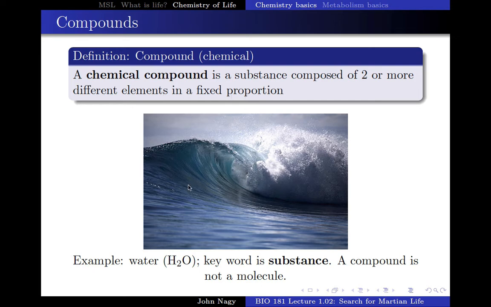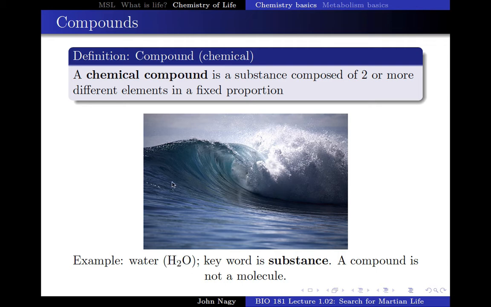Now here's an example. This is water. Notice I'm not showing H2O. That's the molecule of the compound water. In this case, the compound is a substance. It's this stuff, the liquid at room temperature or general temperatures on the surface of the Earth. And it is, again, something that contains two or more different elements in a fixed proportion. And again, what do we mean by fixed proportion? Well, water always has two hydrogens for every oxygen.